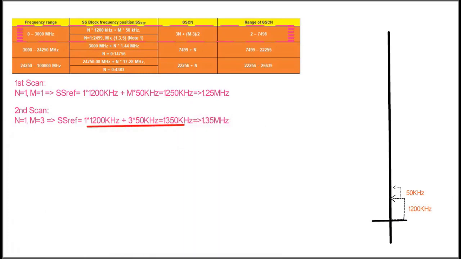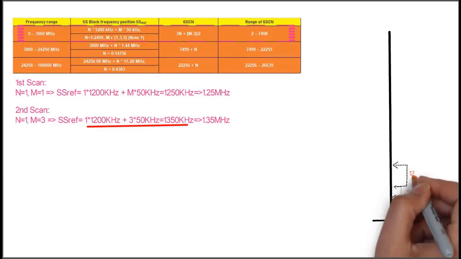Second scan will be when m equals 3. When m equals 3, n equals 1, n equals 1, m equals 3.